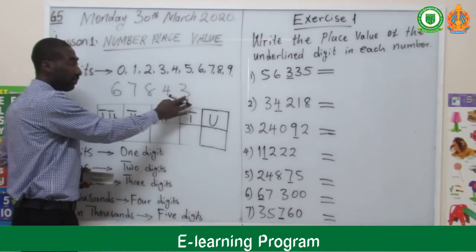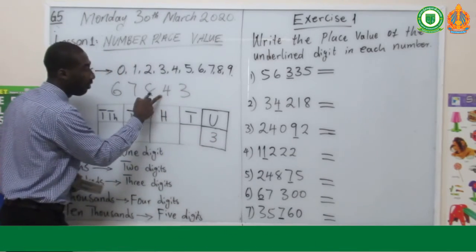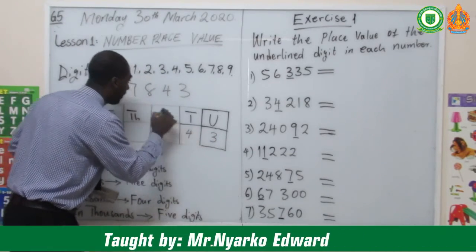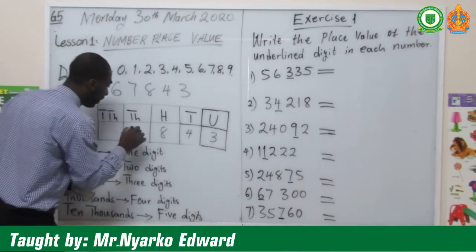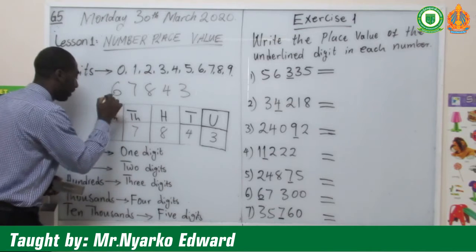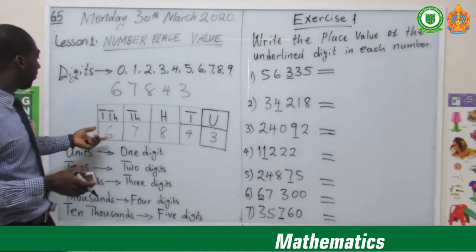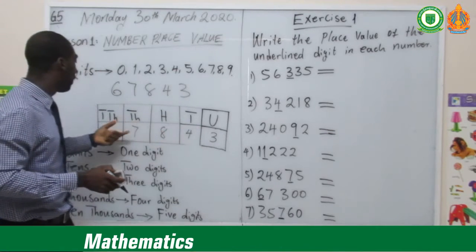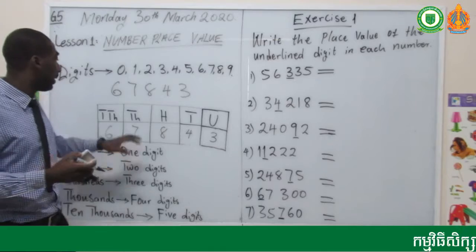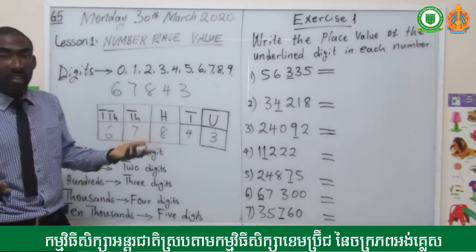We have 3. So 3 will be the units, 4 will be 10, 8 will be 100, 7 will be our 1,000, and 6 will be our 10,000. So how do we find the value? Putting them in this category means that you are showing the places that they stand. So how do you find the value?